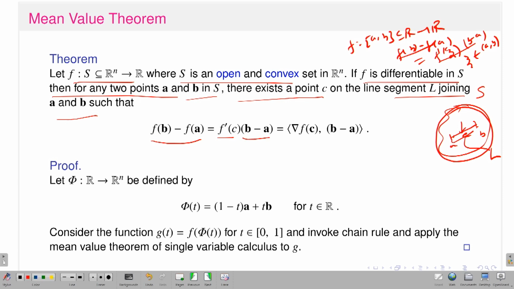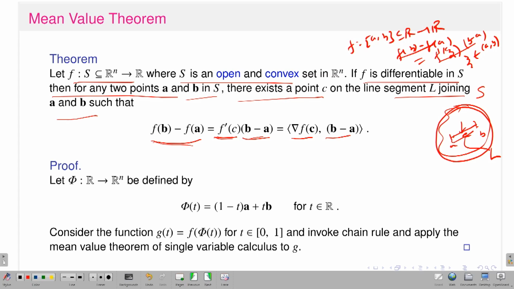Now, what is f prime c? F prime c is a vector in Rn. B minus a: B is a point in Rn, A is a point in Rn, so b minus a is also a point in Rn. So this product means I am talking about the dot product. In other words, the derivative of f at c is nothing but the gradient vector of f at c, which is del f(c), and b minus a is the inner product or dot product I am talking about. So, this is the corresponding statement.